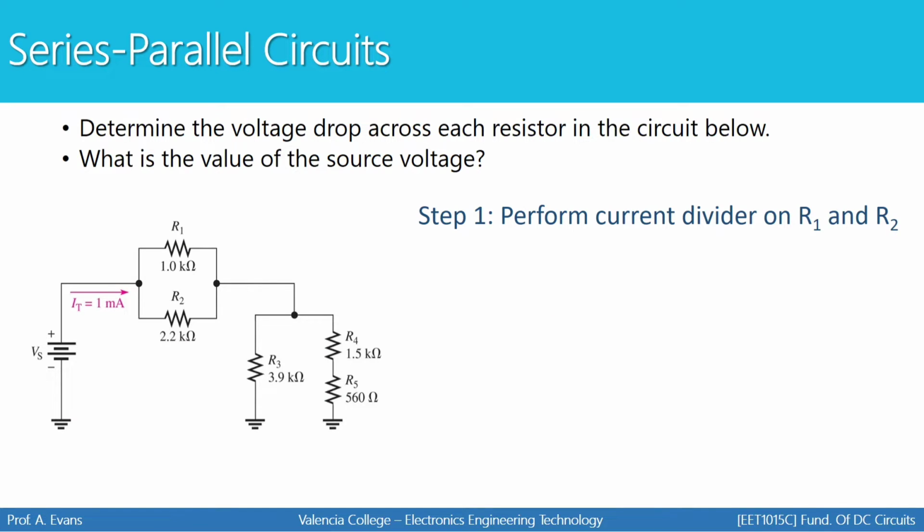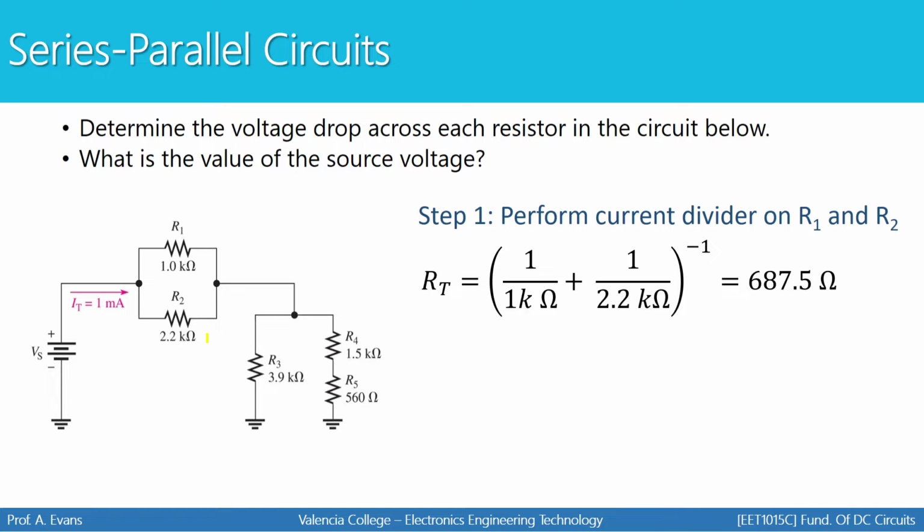First step, we're going to perform a current divider on R1 and R2. We know the total current going into this node. We're going to figure out how much current goes through R1 and how much goes through R2. If I know the current going through R1 and the current going through R2, I can use Ohm's Law to find the voltage across each one of those. So that's going to be our first step.